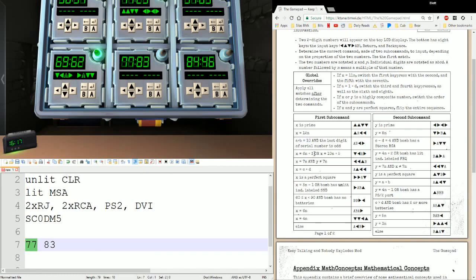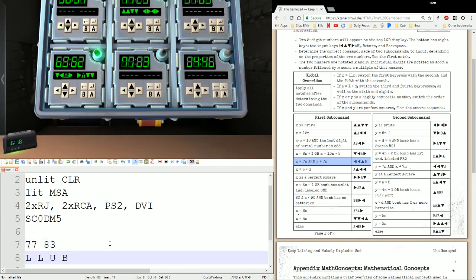X equals 6n plus 3. 6 12s is 72, plus 3 is 75. 6 13s is 78, that's too high, so no. X equals 10n plus 5. That would be a number ending in 5. Nope. X equals 7n, so x is a multiple of 7, and y is not a multiple of 7. 77 is definitely a multiple of 7, 7 times 11. 83 is not a multiple of 7, so this is my first command.